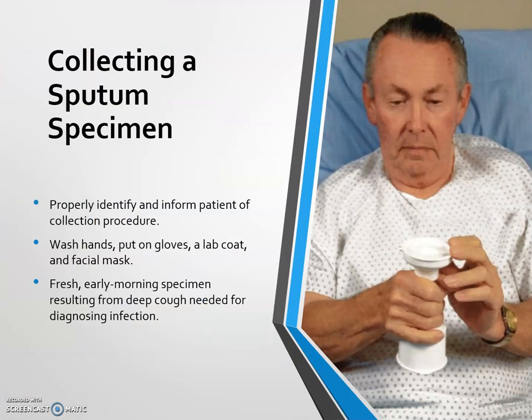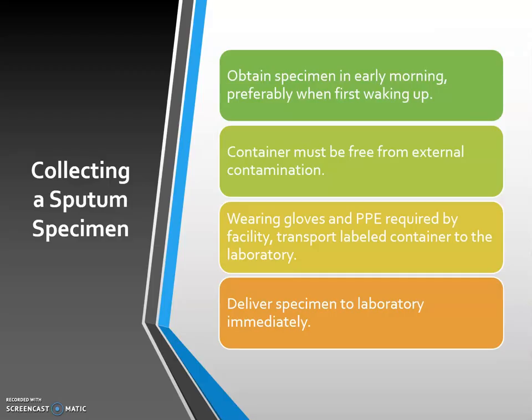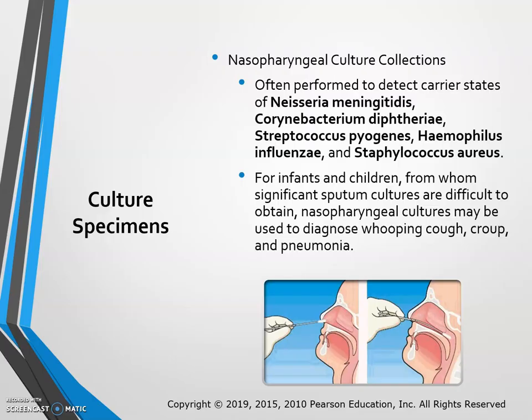Wash hands, put on gloves, lab coat, and facial mask. We need a fresh, early morning specimen resulting from a deep cough for diagnosing the infection. The container must be free from external contaminants. Wear gloves and PPE required by the facility, and transport the labeled container to the laboratory. Deliver specimens to the laboratory immediately.